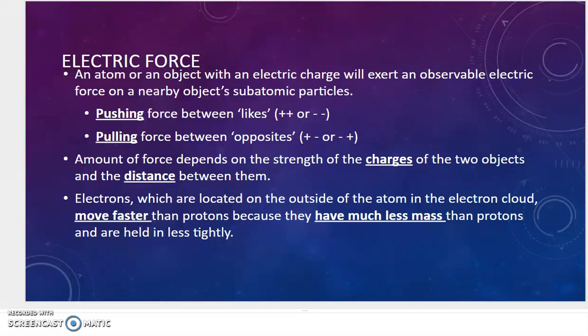It's important to understand that since the electrons are located on the outside of the nucleus, they are not held in as tightly, and they also have much less mass than protons. So they will be the ones to move due to this pulling and pushing force that's created between two particles with charges.